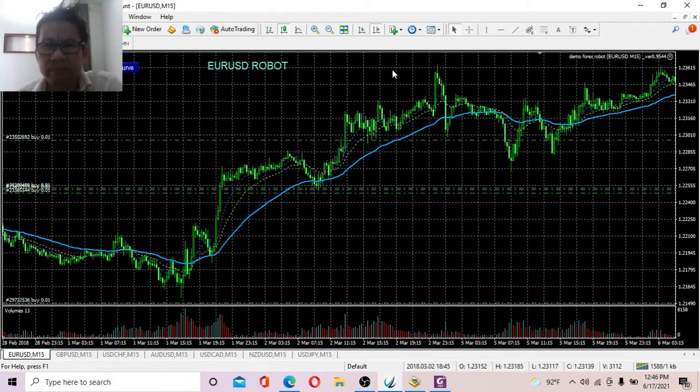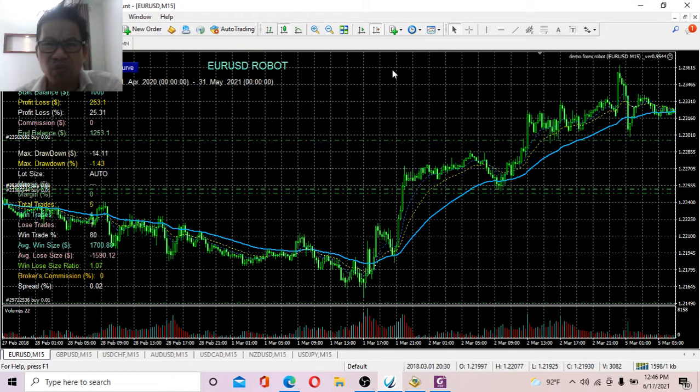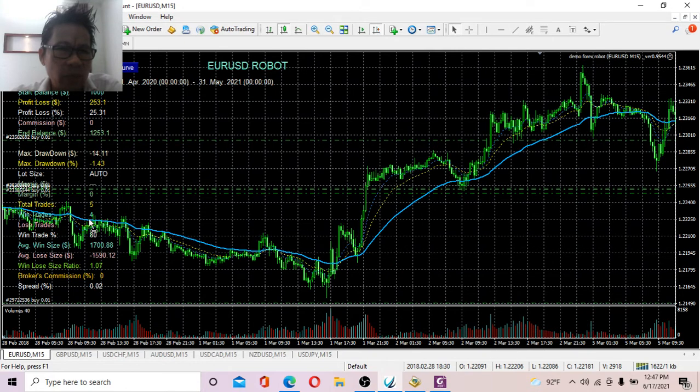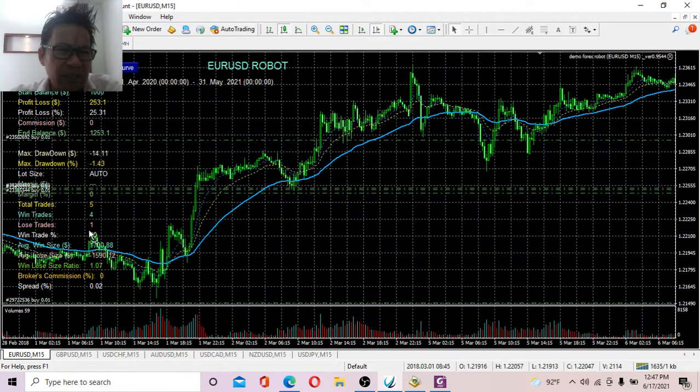Now this backtest on charts is very powerful, guys. So now for May, the return is 25%. Max drawdown is over 1%, and for May we got 5 trades, 4 win trades and 1 lose trade. Percentage return is obviously 80%, and win lose size ratio is over 1, which is good.